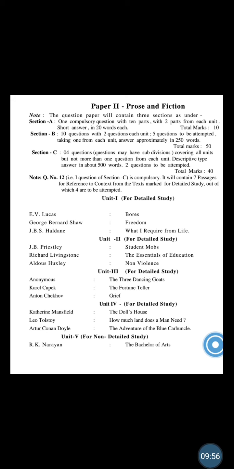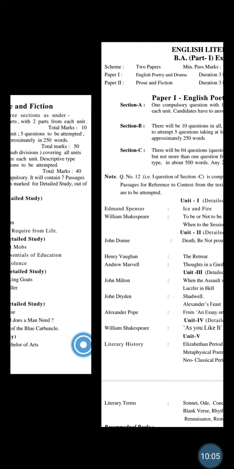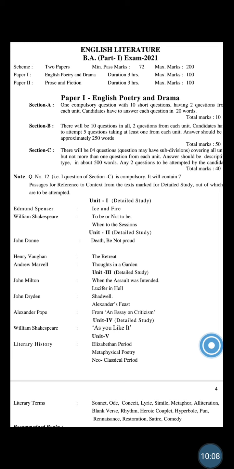To summarize the entire syllabus, I'll just say in a nutshell that you have two papers, paper 1 and paper 2. The first paper is of poetry and drama. You have two main ages of the history of English literature, and these two ages are the Elizabethan period and the neoclassical period. And all the poems and the play are the ones which were written during these periods. Along with these poems and the play, you have literary terms also. These literary terms were used by the writers of these two ages.